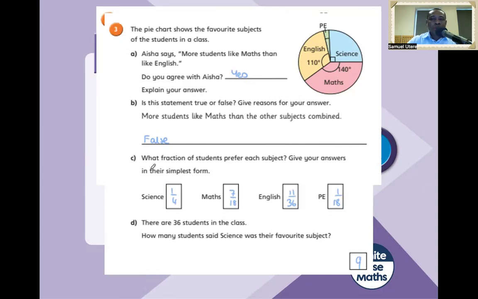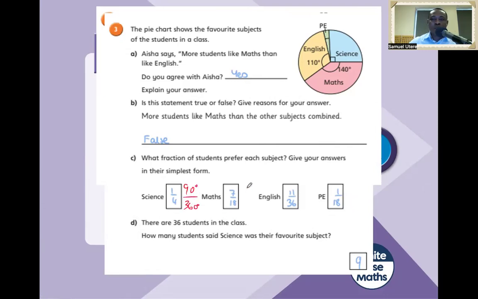Next, what fraction of students prefer each subject? Give your answers in their simplest form. So to do this, you work out the fraction out of 360. So that will give you the proportion. So science would be 90 out of 360, which will be a quarter. So how we got these? So I'll write it beside 90 degrees out of 360 degrees.